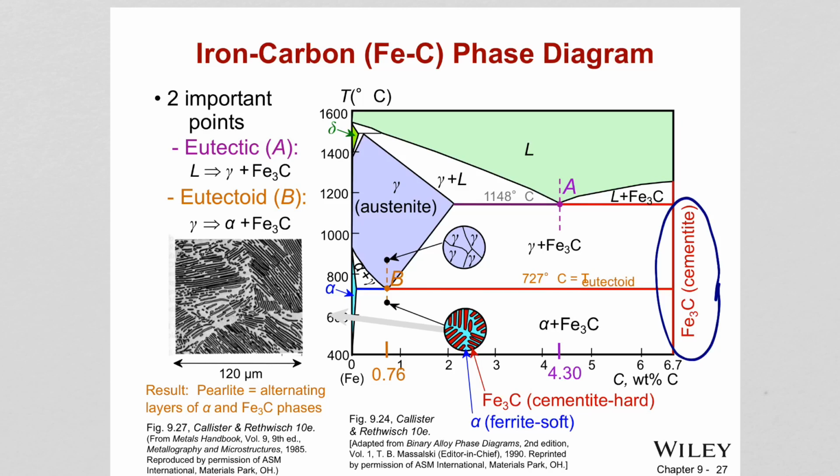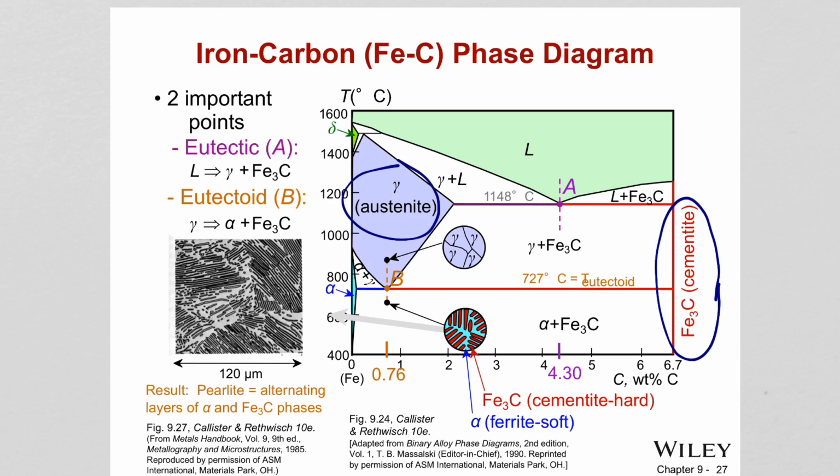So in the iron-carbon phase diagram, we are seeing two important points. At point A, there is a eutectic reaction, because when we cool down from liquid, we go into two solid phases, which are gamma and cementite. The gamma is called austenite, as you can see here. So these names are important.